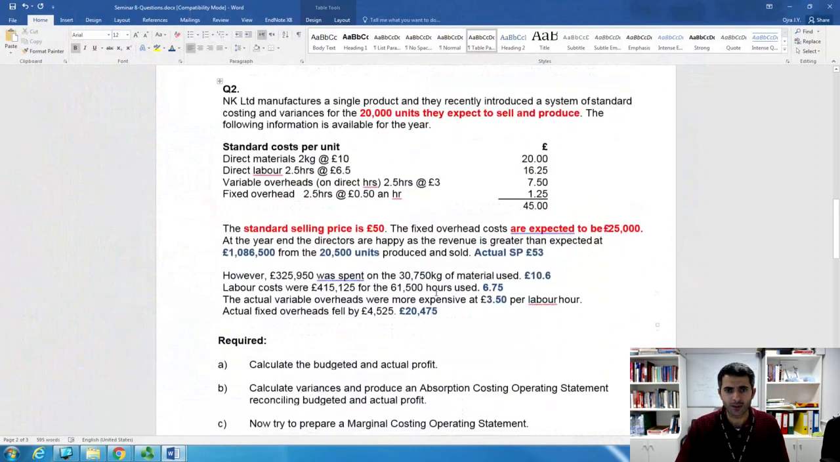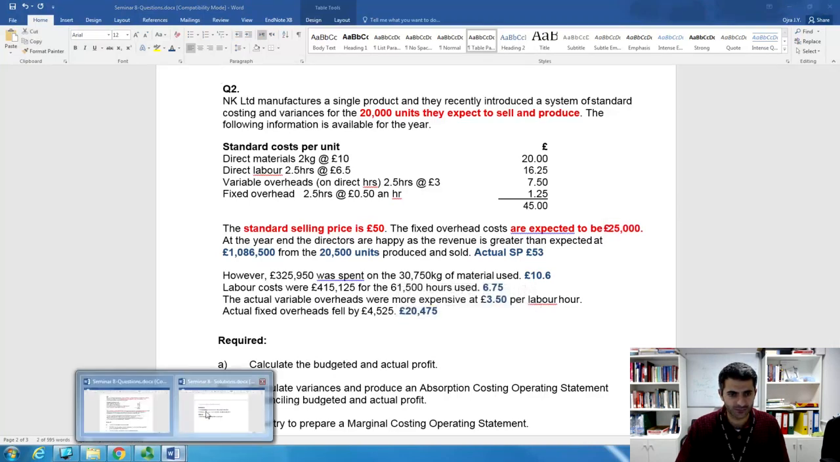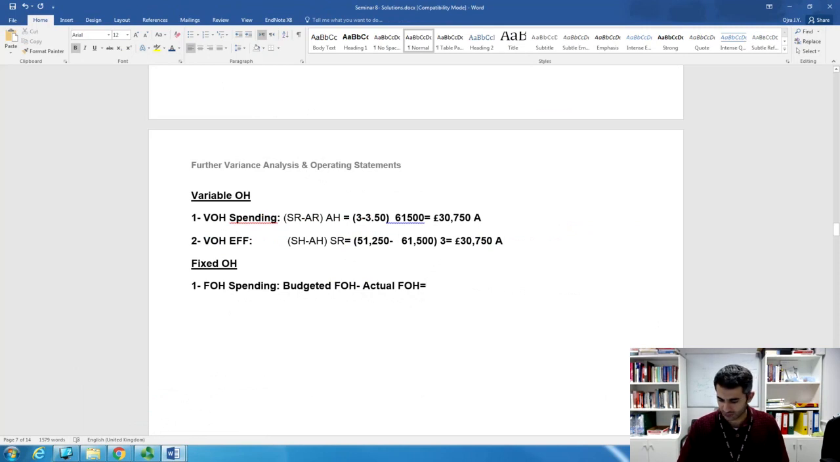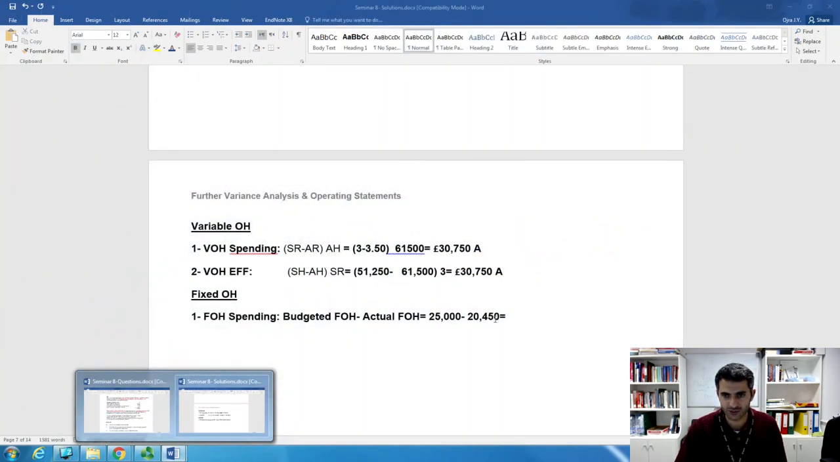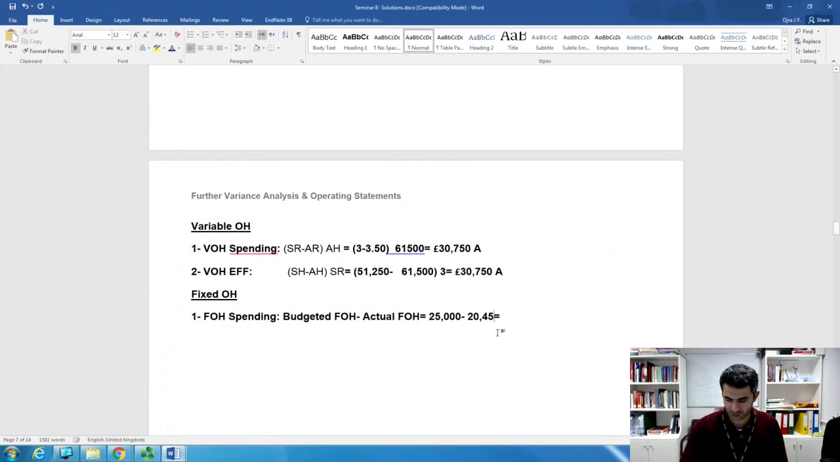Yeah, the budgeted fixed overhead is £25,000 and the actual fixed overhead is 2475. So that's £25,000 minus 20,450. So is it 2450? Let me check. 475. 475. Yes, that's right.